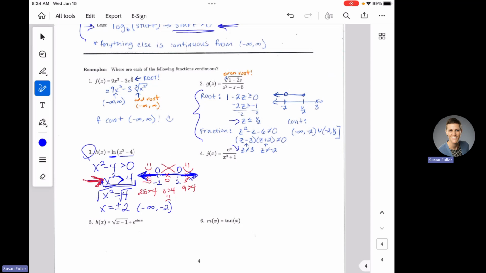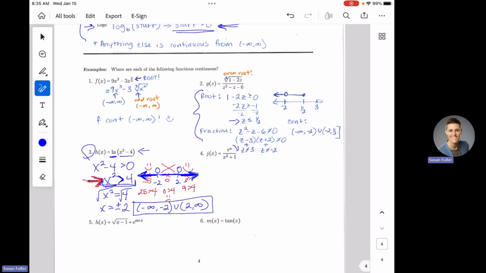And so these are going to be parentheses or open circles. And so I'm going to union that with this part over here, which is everything from 2 to infinity. These are the pieces that work in this inequality. So this is the domain of this function, and thus where this function is continuous, because it is continuous everywhere on its domain. Right? That inequality can be tough to solve.